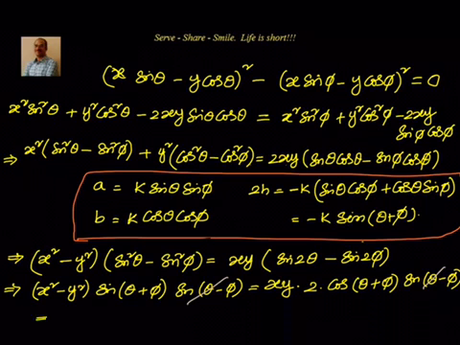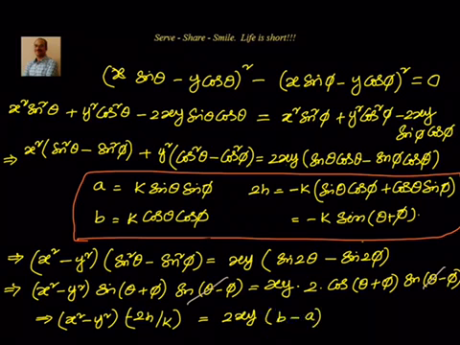x square minus y square into sine of (theta plus phi), which is nothing but equal to minus 2h divided by k, is equal to 2xy into cos of (theta plus phi), which is nothing but cos theta cos phi minus sin theta sin phi, that is nothing but (b minus a). I hope you are okay with that. Cos of (theta plus phi) is cos theta cos phi minus sin theta sin phi. So I will have (b minus a) divided by k. Now k, k will cancel.